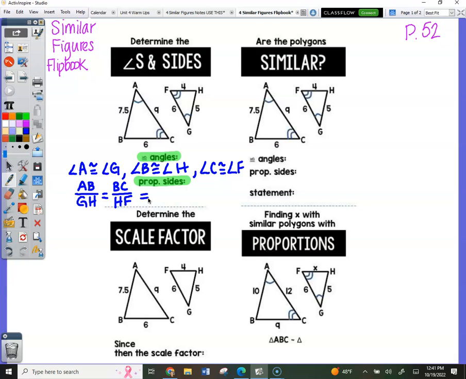Hold on. A, B, G, H. I'm confused because I wrote this all wrong. I think you're supposed to copy what's on the board. Ryan, I didn't ask for your opinion. Love you, man.